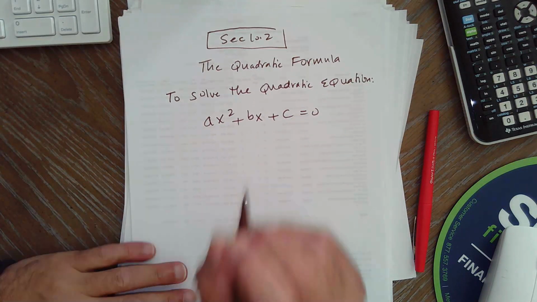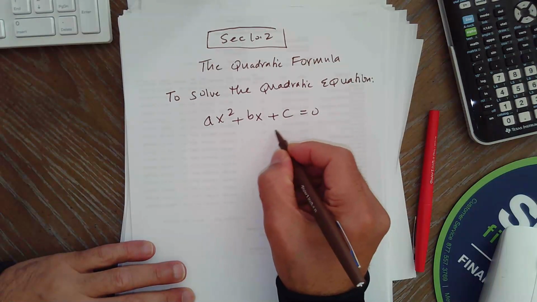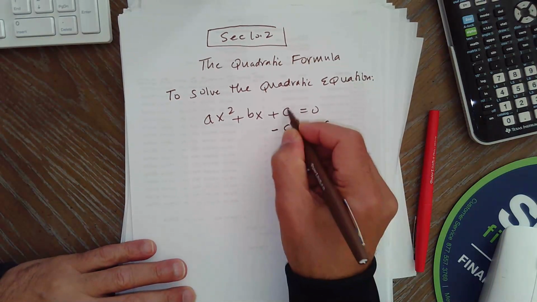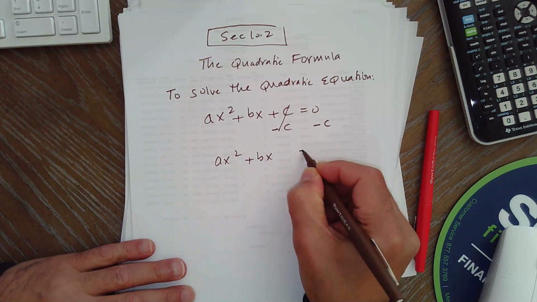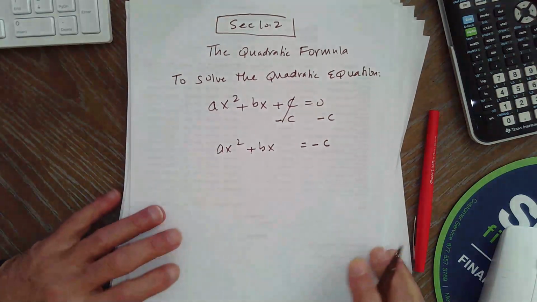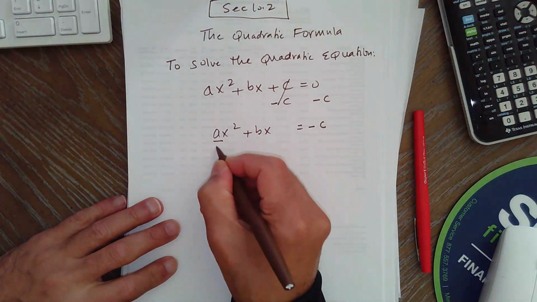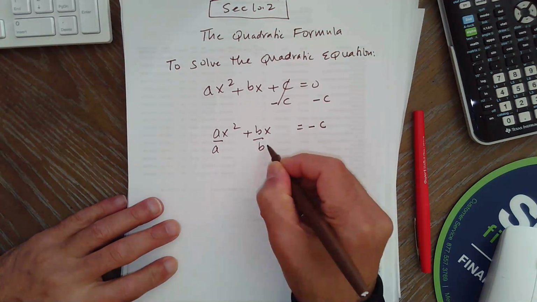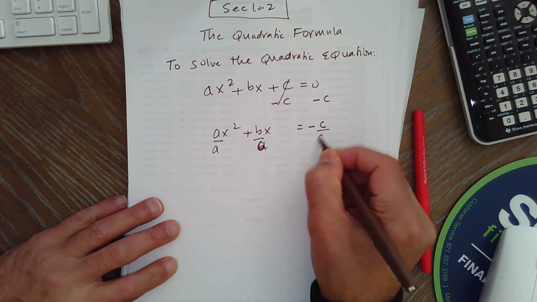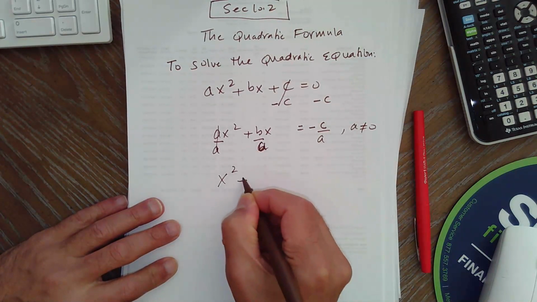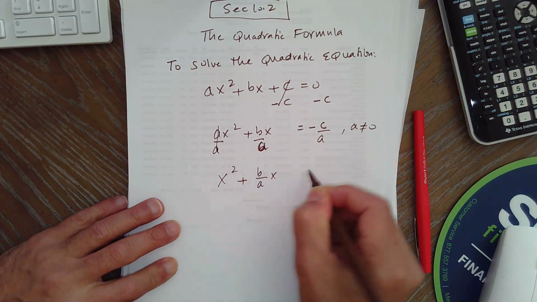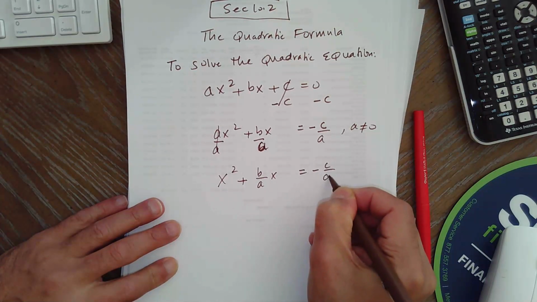And to use completing the square, remember the steps. First, we move the constant over. So we get ax squared plus bx equals negative c, and then divide everything by a because we need to have a 1. Divide by a, as long as a is not 0, we can do that. X squared plus b over a x equals negative c over a.